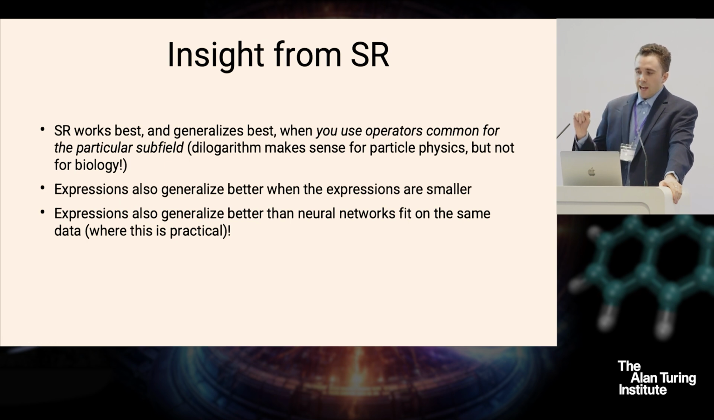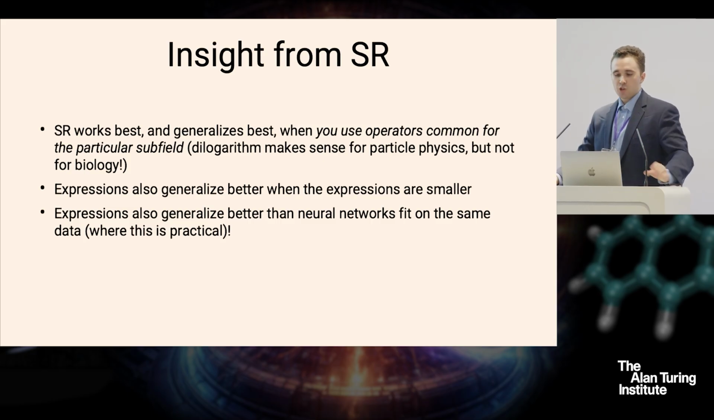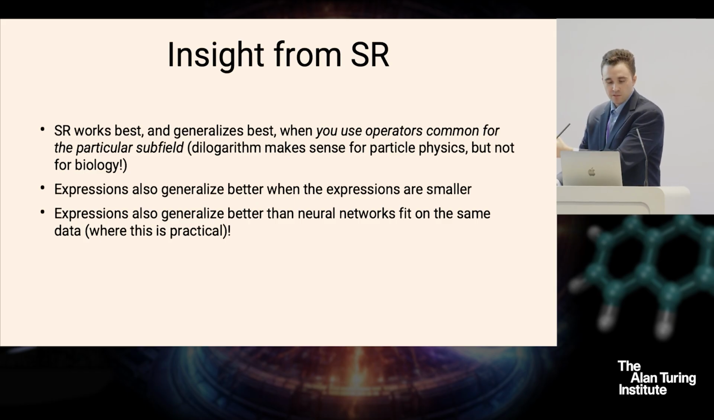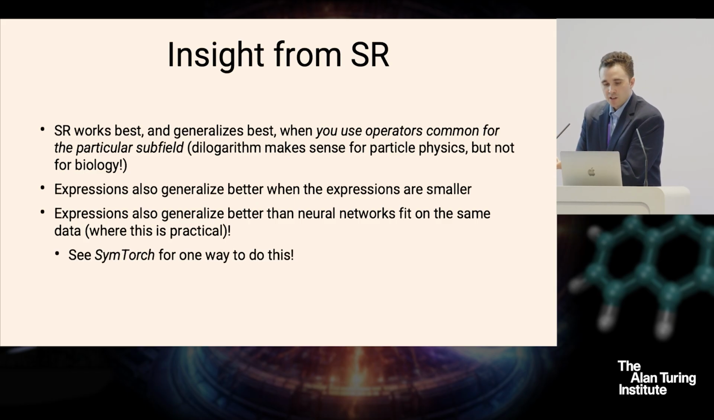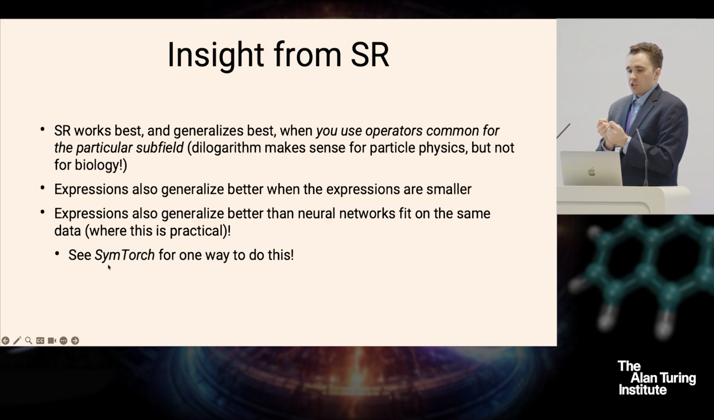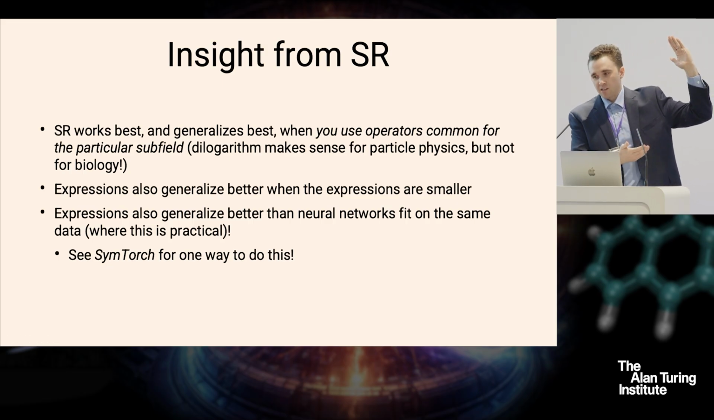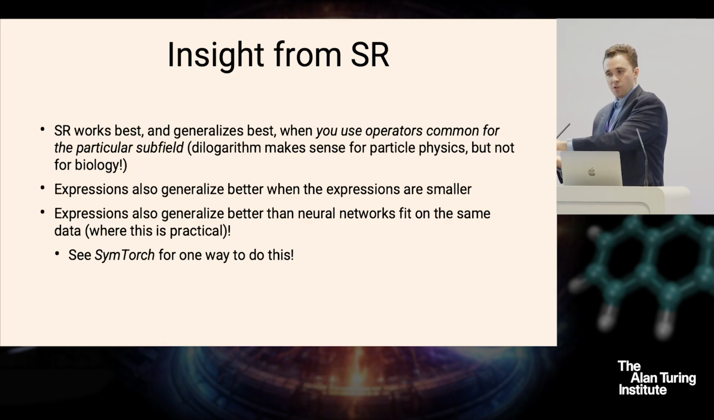What's also cool is that if you train a neural network from scratch on some data and you fit a symbolic expression to that neural network, often you can get better generalization. We have this package called SymTorch as one way to do this, but it's basically like you're projecting the model you've learned onto a prior over function space that is more appropriate for your problem.